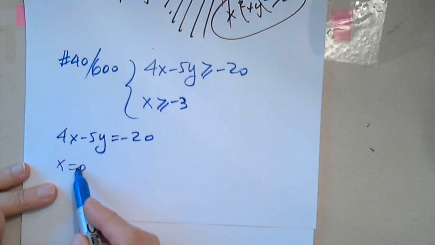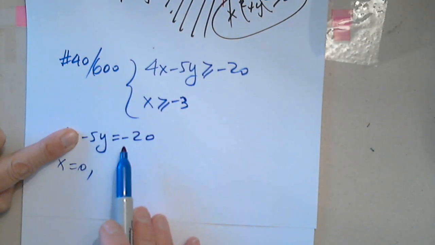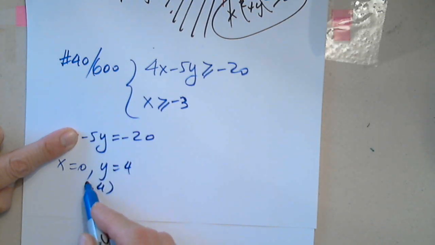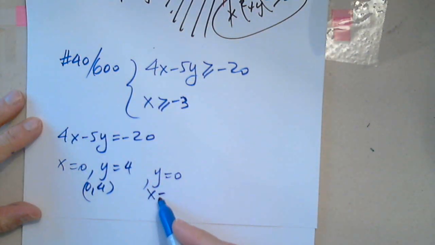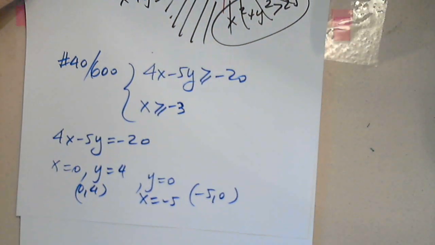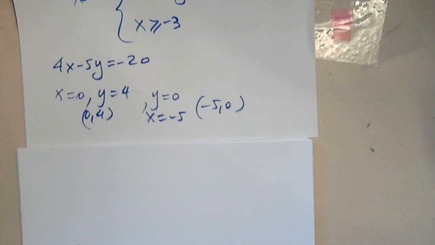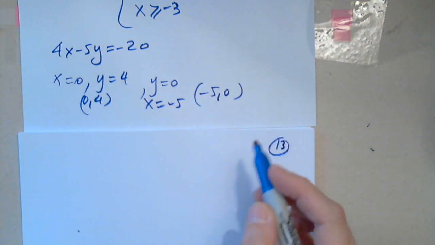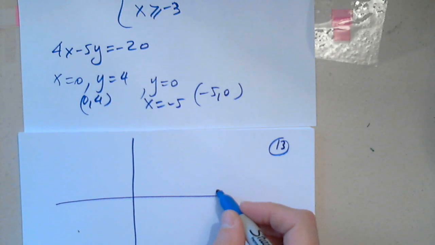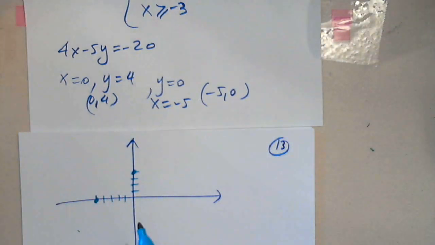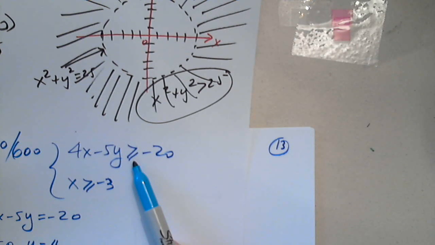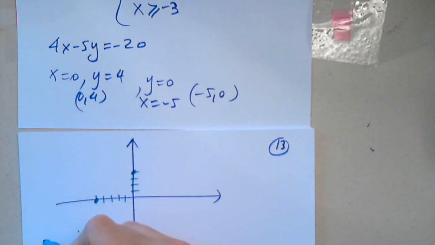Not a big deal. When x is 0, y is 4. So 0, comma 4. Now when y is 0, x is negative 5. So negative 5, comma 0. Zero, 4. 1, 2, 3, 4, 5, 0. I check, solid or not? Yes, it's solid.